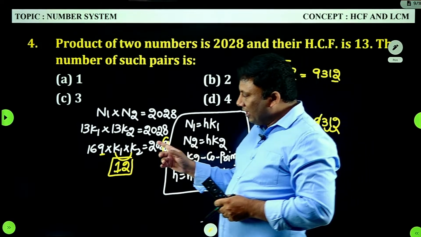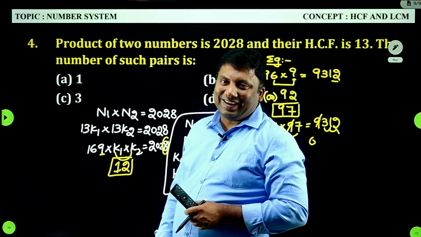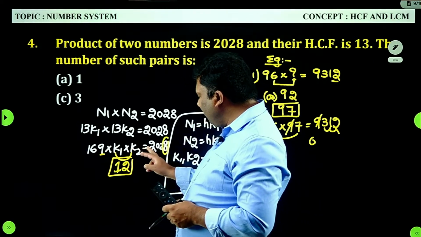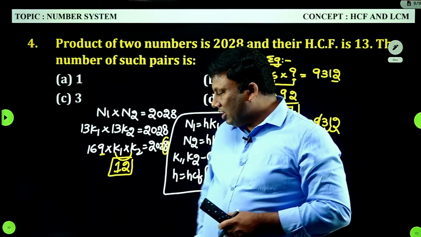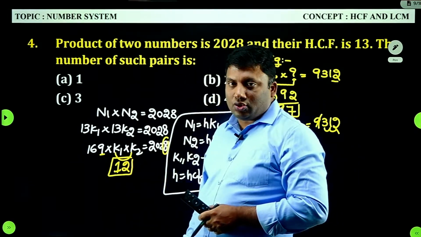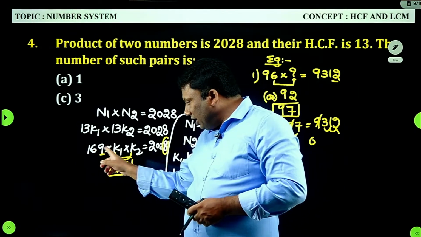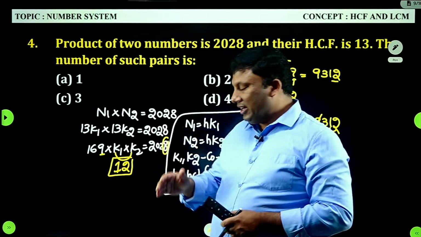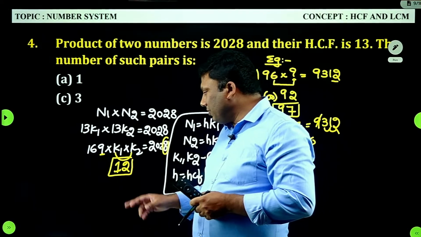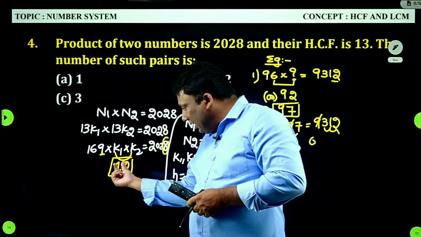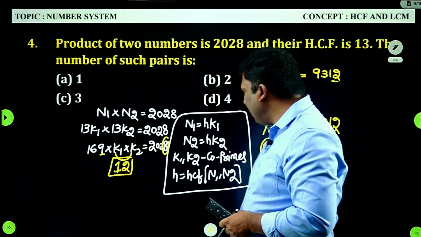Again I am repeating. 169 into, don't divide 2028 by 169, find out. 9 multiplied by which number will I get 8? 9 ones are 9, 9 twos are 18. So this number's unit digit has to be 2. 169, think logically. 169 into 10 is 1690. 169 into 20 is 3300 something. It is in the 2000 range. Definitely it has to be 2. I hope the idea is clear.